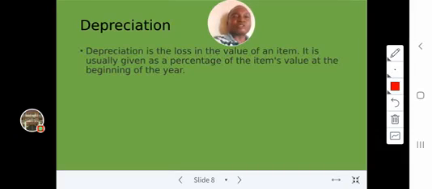Let's go to depreciation. Depreciation is the loss in the value, take note, the loss in the value of an item. It is usually given as a percentage of the item's value at the beginning of the year. That is depreciation, usually in percentage.